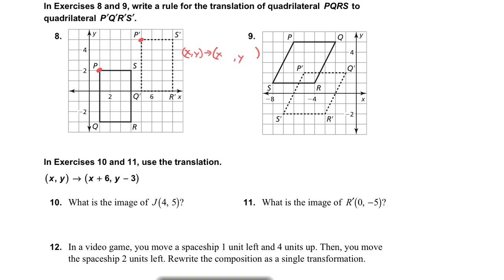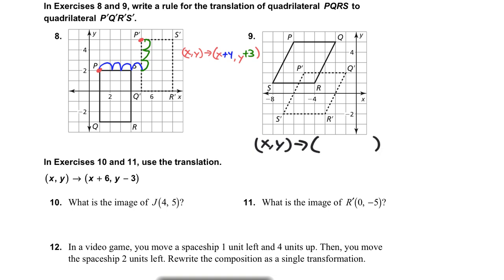So for P to P prime, I go left, I mean right, 1, 2, 3, 4. So I added 4 to my X value. And then my Y value went up 1, 2, 3, which is plus 3. So every single point from my pre-image goes to my image by adding 4 to the X and adding 3 to the Y. On number 9, I can say X comma Y.